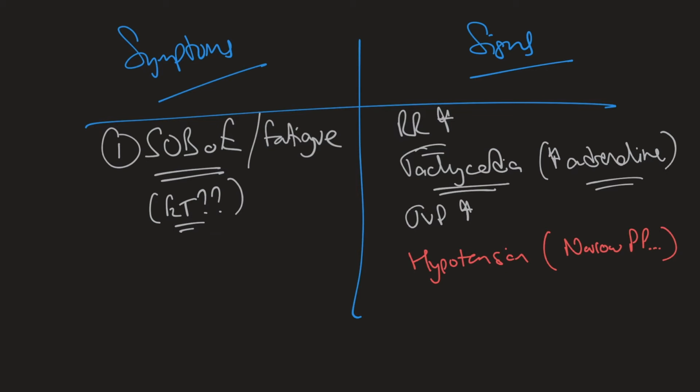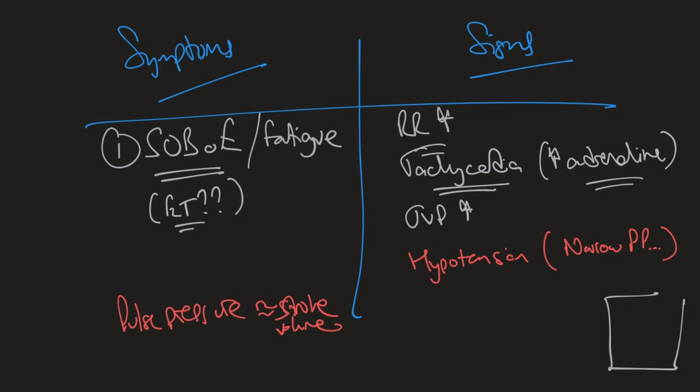A late sign, of course, will be development of hypotension. Unsurprisingly, you're dropping your cardiac output. More than that, in the blood pressure, you'll see narrowing of the pulse pressure. The systolic and diastolic pressures will be closer together than you would expect. And that's partly because your stroke volume has gone down.